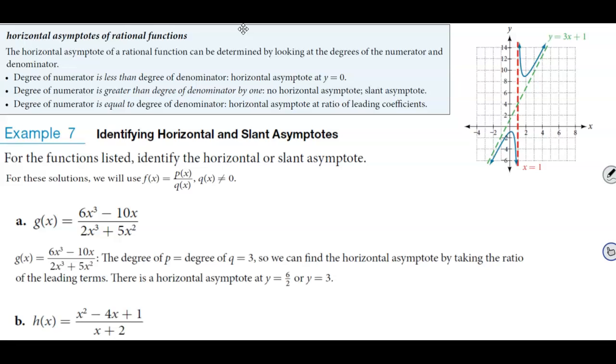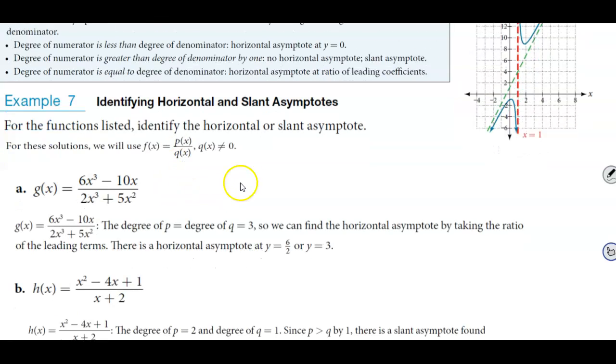If the degree of the numerator is equal to the degree of the denominator, then the horizontal asymptote is at the ratio of the leading coefficients. So let's take a look at these examples. For the functions that are listed, we're going to identify the horizontal or slant asymptote. And for these solutions, we will use f of x equals p of x over q of x, where the denominator cannot equal 0. So let's take a look at the first one, part A.